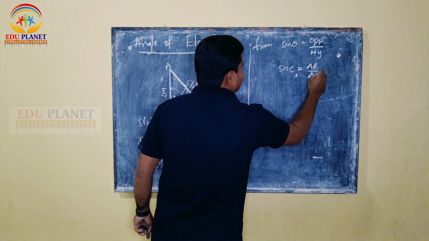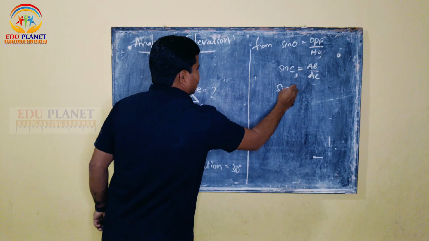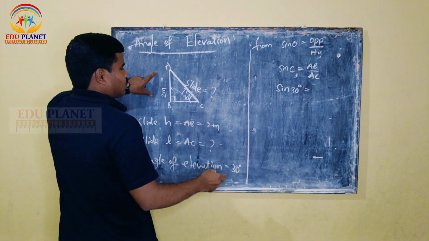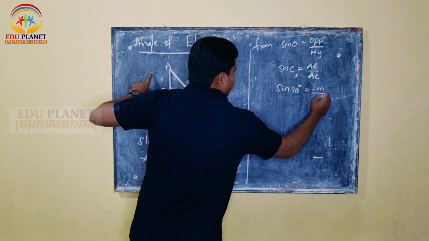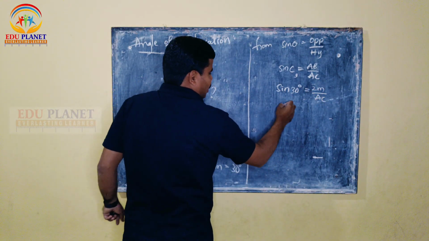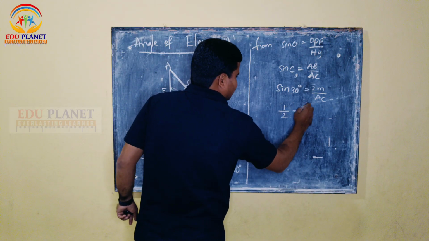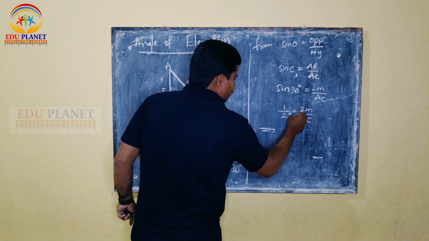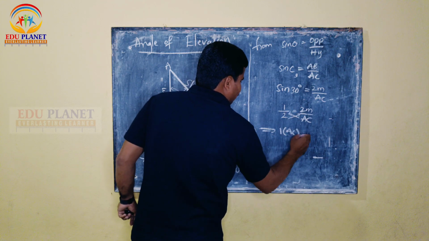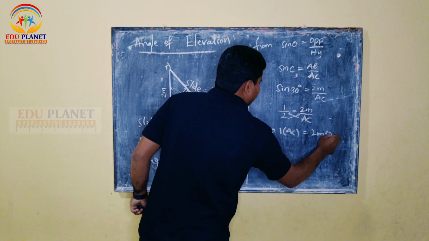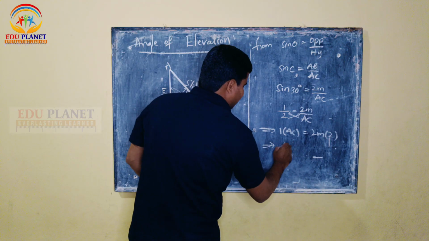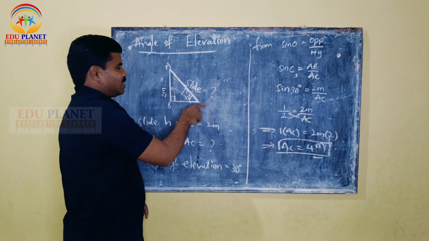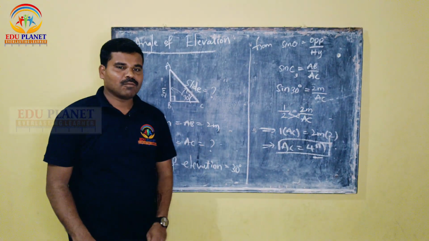Sine C equals AB upon AC. Sine 30 degrees equals AB, which is 2 meters, by AC, which we don't know. Sine 30 value is 1 upon 2, equals 2 meters by AC. Do the cross multiplication, then you will get 1 into AC equals 2 meters into 2, which is 4 meters. It means the slide length AC is 4 meters.